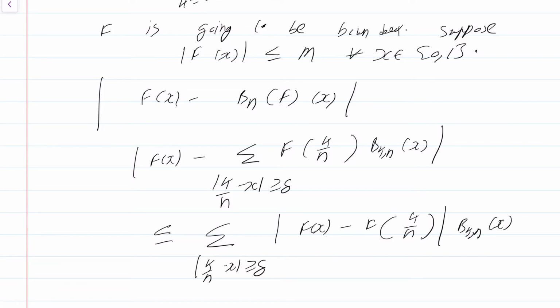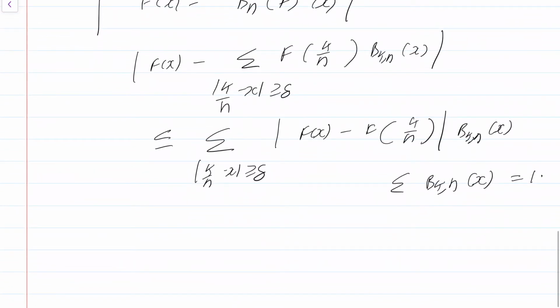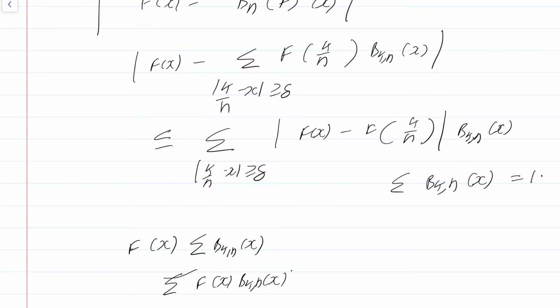Okay. Now, how did we pull this trick? Well, we pulled this trick because summation of b_k^n(x) is in fact equal to 1. This we already know. So what we have essentially done to establish this from the previous step is this: f of x, we have written as f of x times summation b_k^n(x), and we have taken this f of x inside, so we have written this as summation f of x b_k^n(x). So this is what we did to the first term.